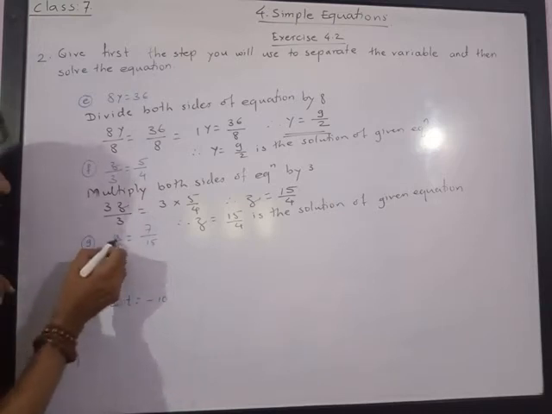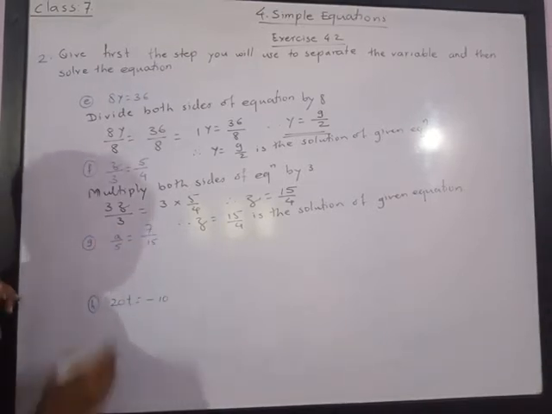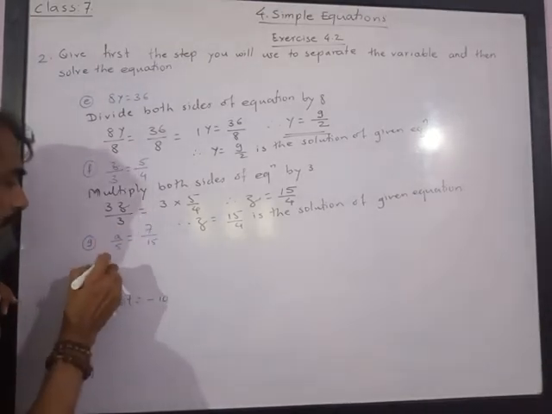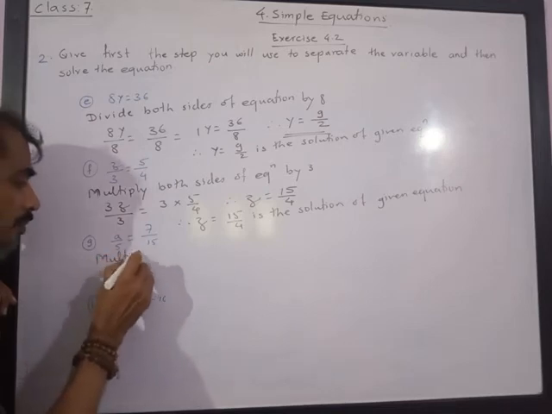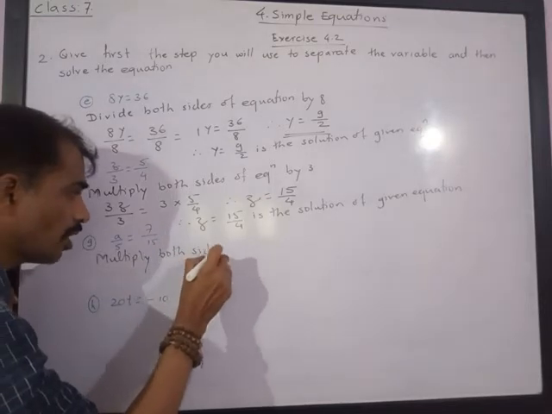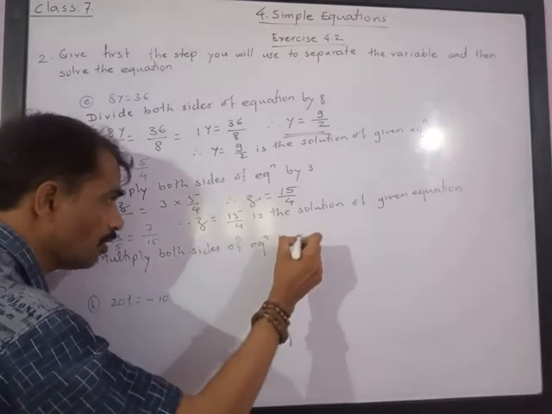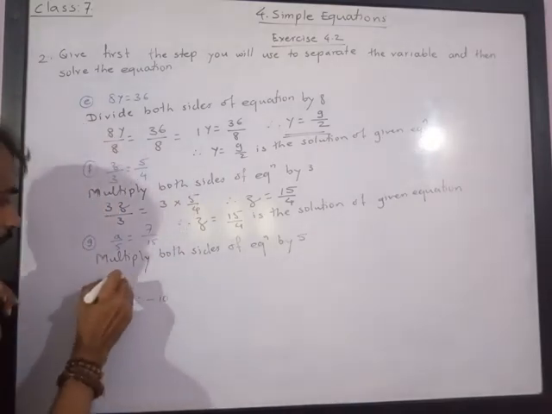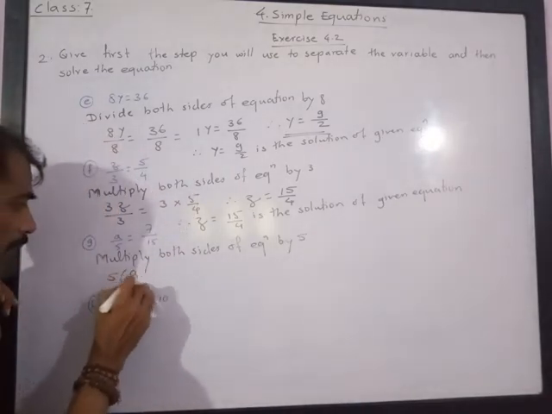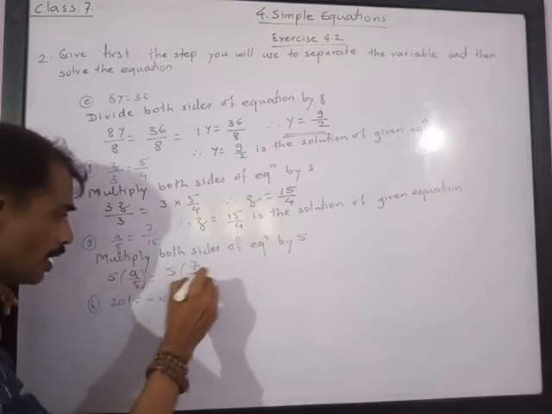Next is a divided by 5 is equal to 7 upon 15. Here please note, 5 is dividing a. So to eliminate 5, we multiply both sides of the equation by 5. So we will get 5 multiplied by a upon 5 is equal to 5 multiplied by 7 upon 15.